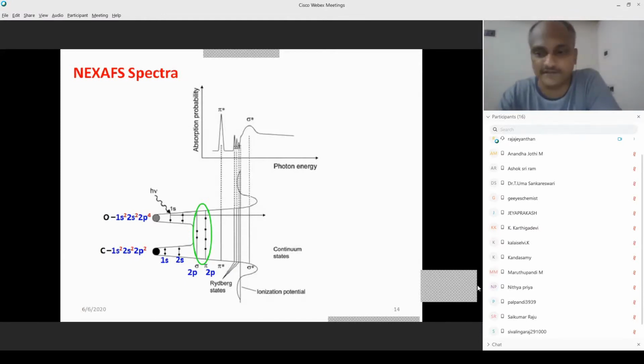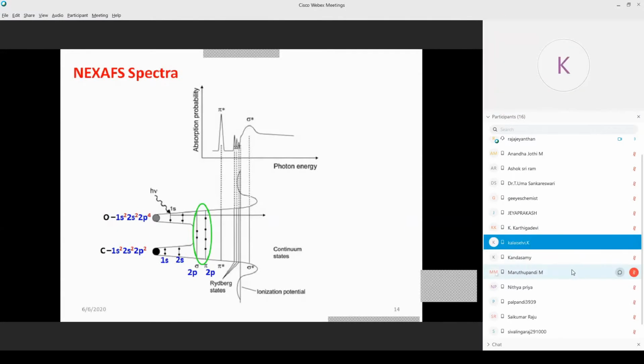Two kinds of excitations can be clearly monitored. One is pi to pi star, which has a sharp peak and always appears first in the NEXAFS spectra, followed by sigma to sigma star, which is a very broad peak. Similarly, it is very strong.